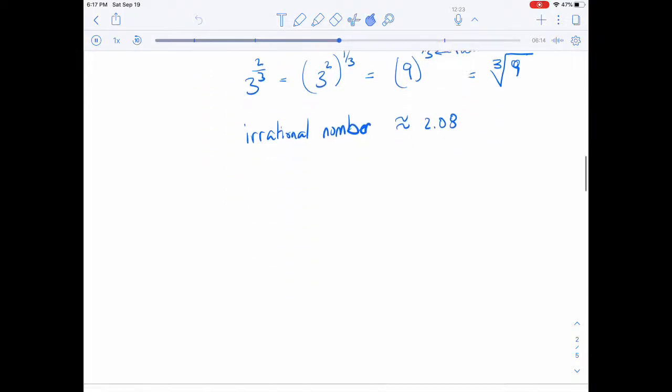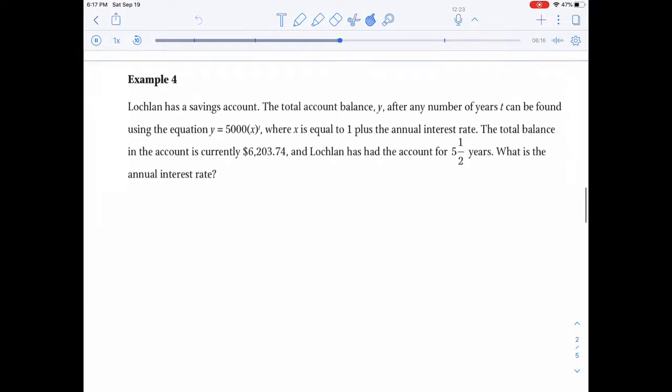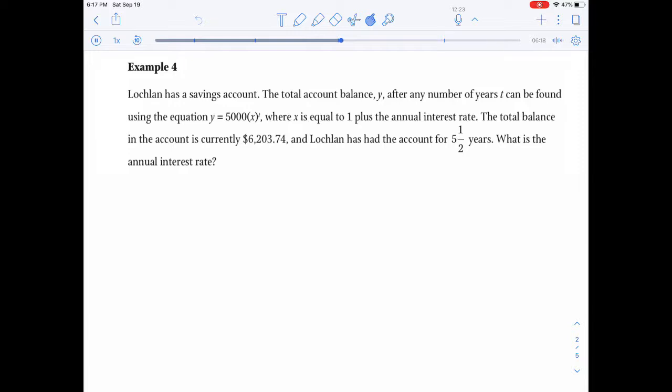Lachlan has a savings account. The total account balance y after any number of years t can be found using the equation y equals 5,000 x to the t power, where x is equal to 1 plus the annual interest rate. The total balance in the account is currently $6,203.74, and Lachlan has had that account for 5.5 years. What is the annual interest rate?